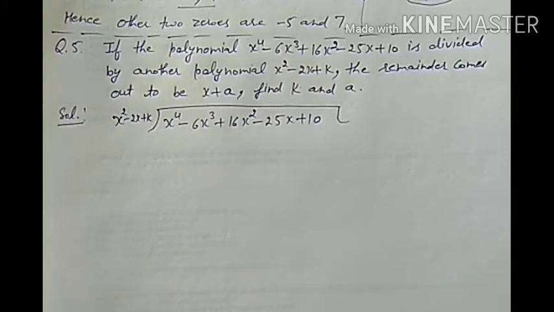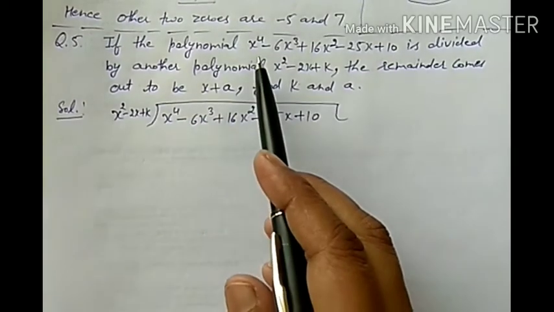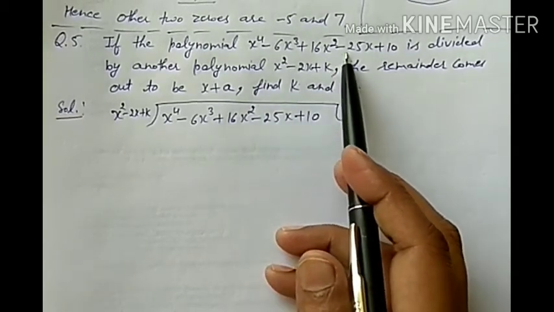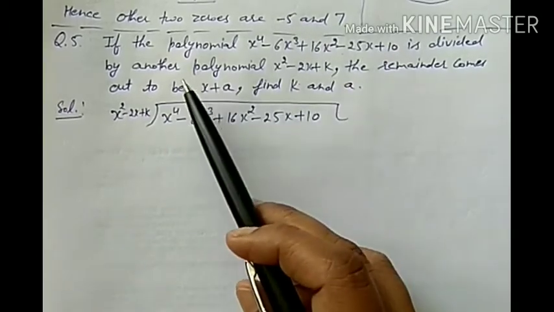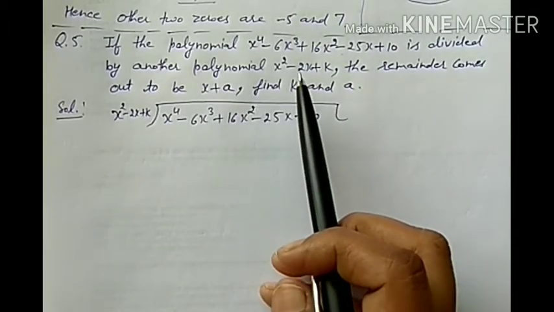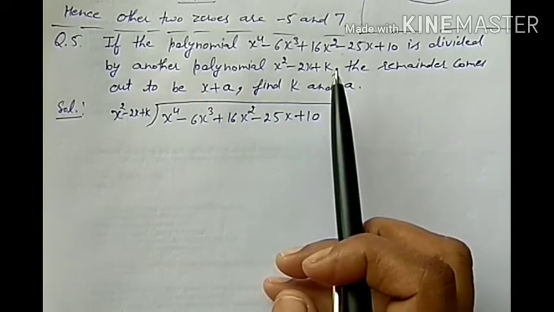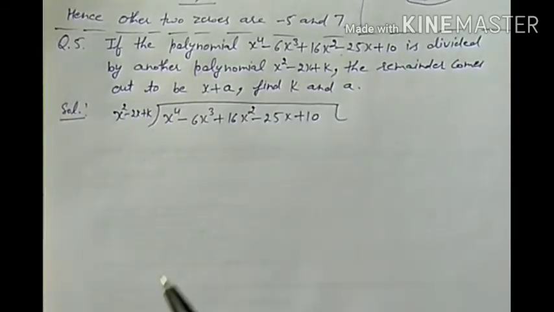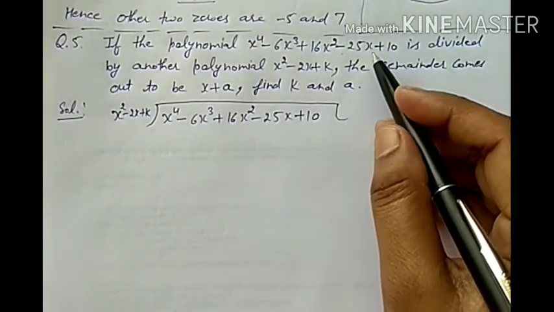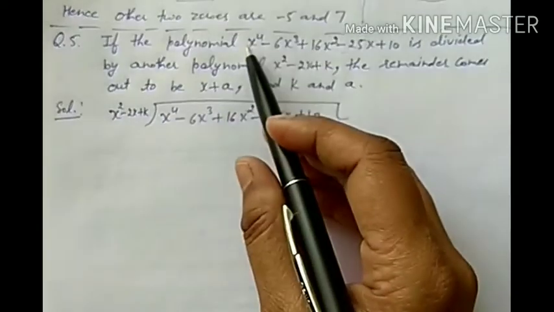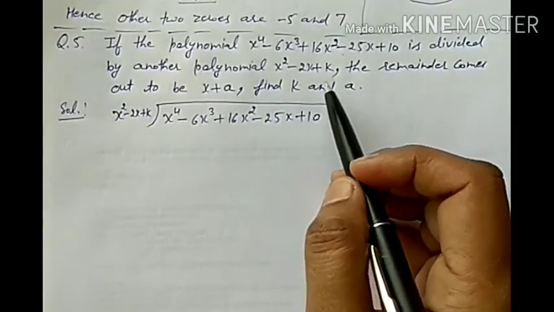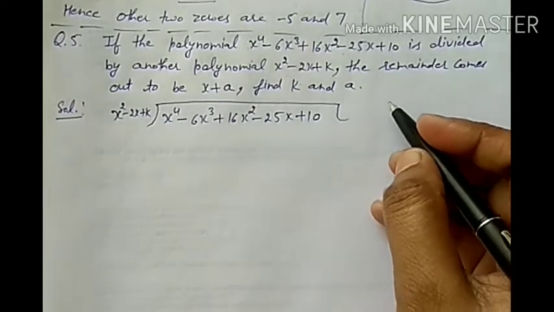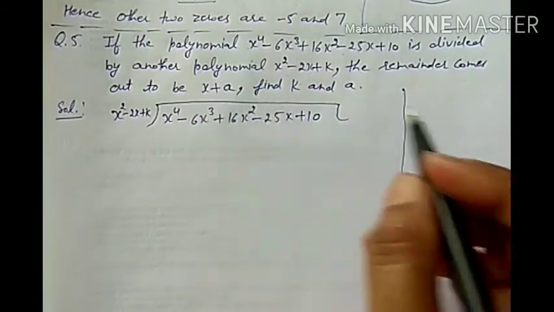Next problem is: if the polynomial x raised to power 4 minus 6x cube plus 16x square minus 25x plus 10 is divided by another polynomial x square minus 2x plus k, the remainder comes out to be x plus a. Find k and a. So as the requirement of the question, we will divide the given polynomial by x square minus 2x plus k. Then we check what our remainder will be, because in the problem the remainder is x plus a.